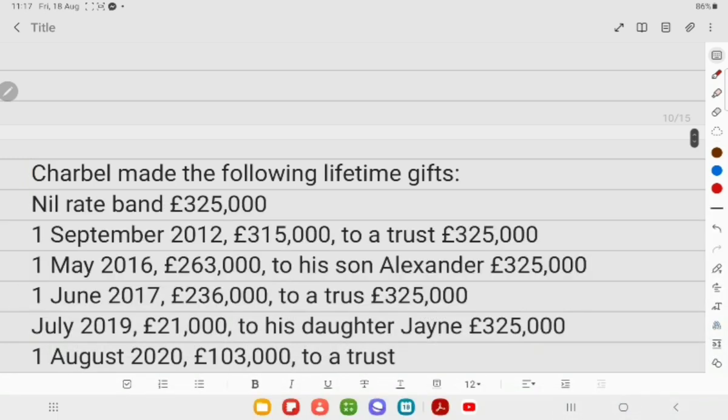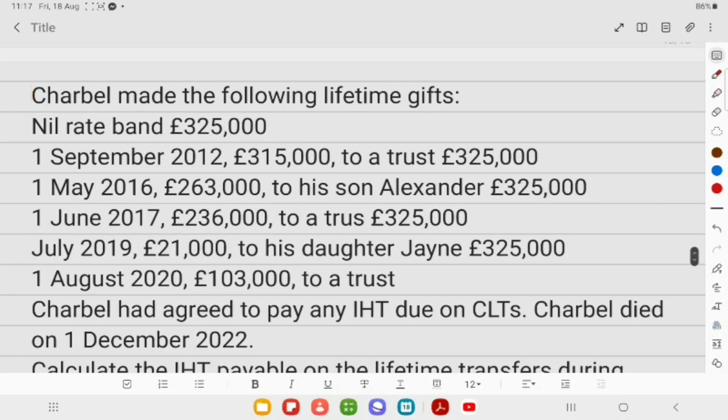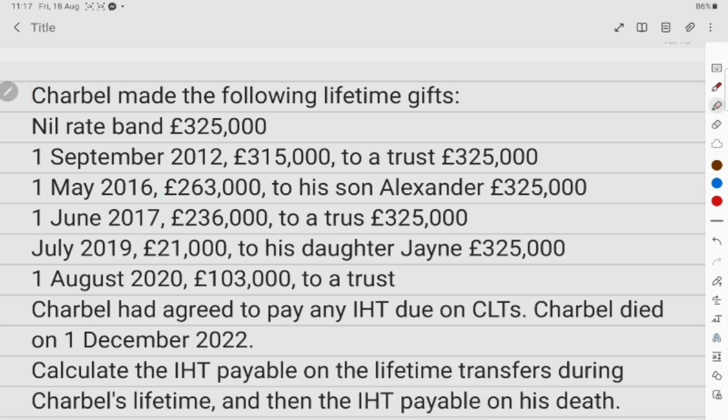That is again an important question, a detailed question, where we have to consider all these things in detail. Important one, Charbel made the following lifetime gifts. Nil rate band was 3,25,000. It was given to us. On 1st September 2012, 3,15,000 to our trust, and at that time the nil rate band is 3,25,000. On 1st May 2016, the gift is 2,63,000, and again the nil rate band at that date is 3,25,000.